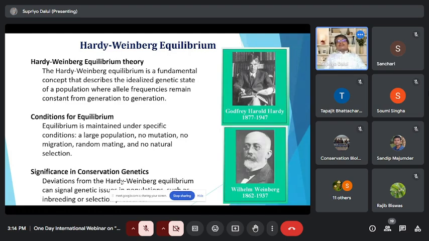So basically, they proposed a theory. This is a principle, this is a hypothesis. It may not, it will not reflect the actual natural world.